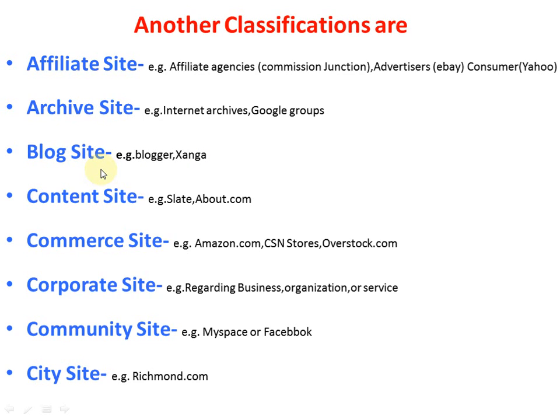Next, content sites. These sites create and sell original content to end users, for example Slate and About.com. Next, commerce site or e-commerce site. These sites are designed for purchasing or selling goods, such as Amazon.com, CSN Stores, and Overstock.com. These are the commerce sites.